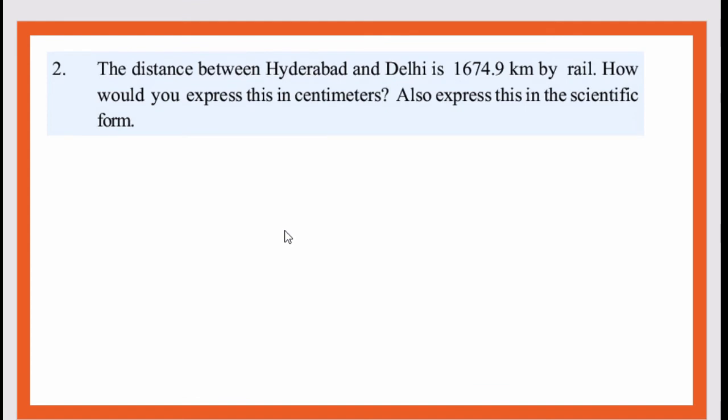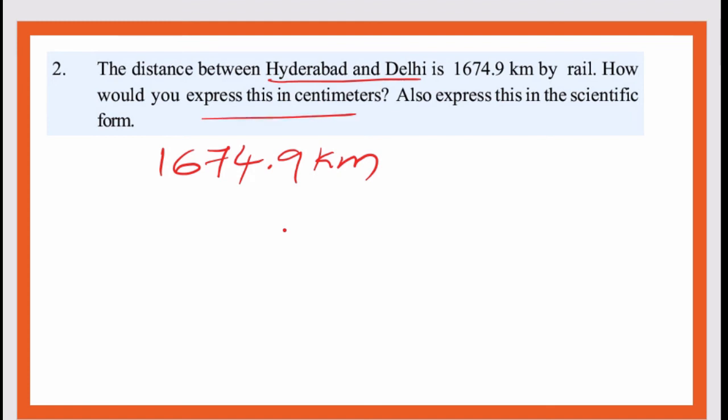Next, one more question. Already you know how to write the scientific form. So what he has given, 1674.9 kilometers is the distance between Hyderabad and Delhi, right? You need to express this in centimeters, and after that express this in scientific form. Why are we discussing this after the completion of this chapter? Because if you have an overall idea, then we can do it easily, right?